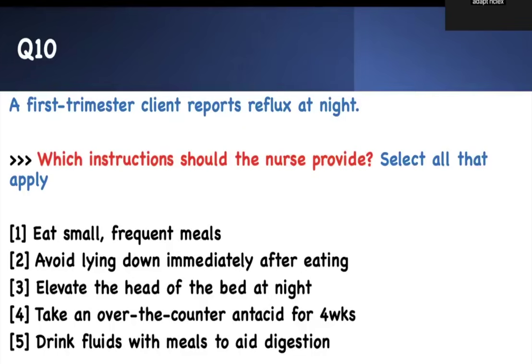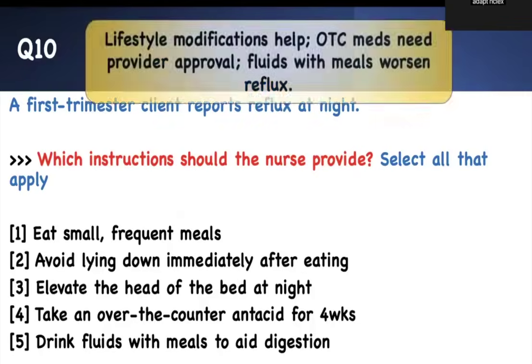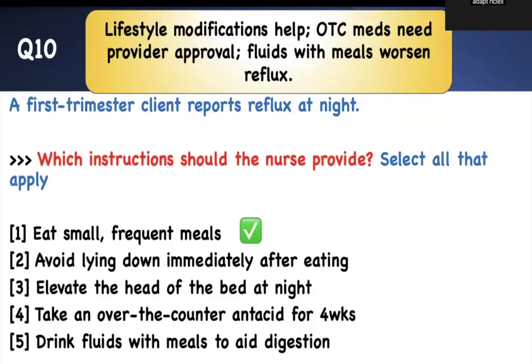Well, do you eat small frequent meals? Should you avoid lying down immediately after eating? Do you elevate your head of the bed at night? Do you take over-the-counter antacid for 4 weeks? Do you drink fluid with meals to aid digestion? What do you think? Of course, frequent small meals are much, much better, right?